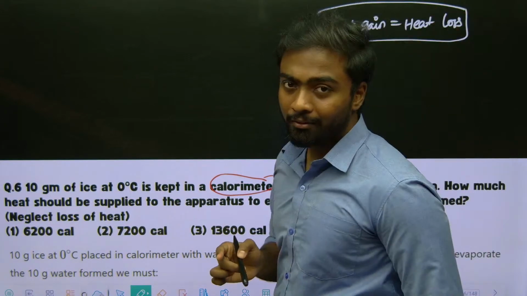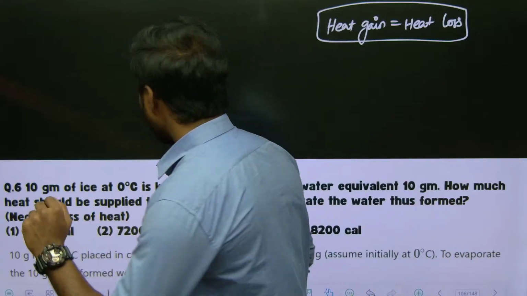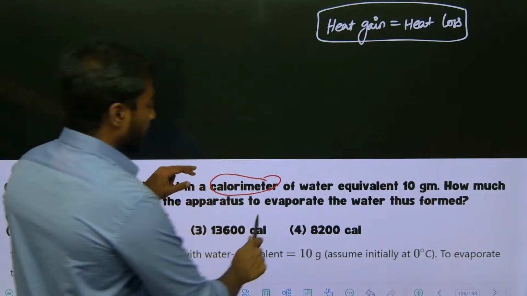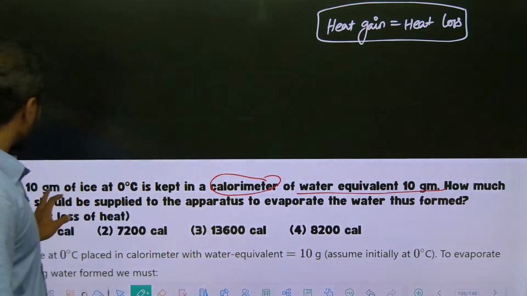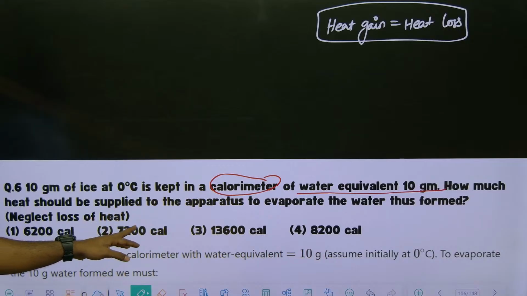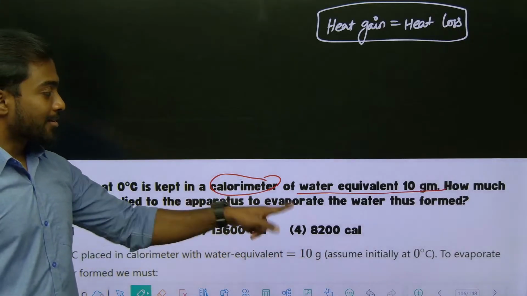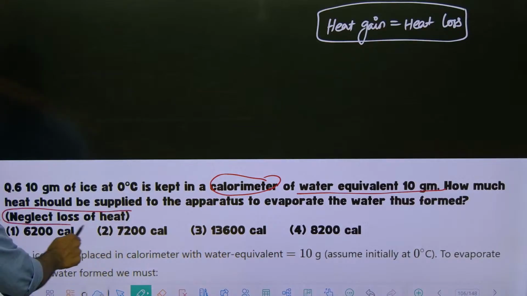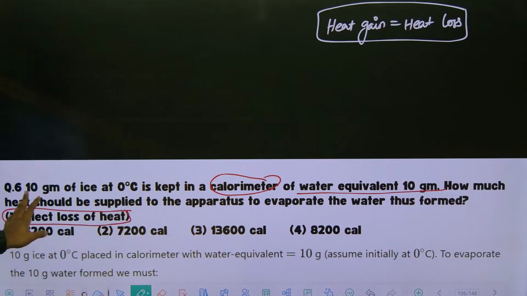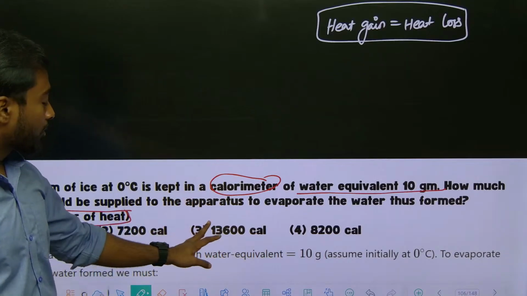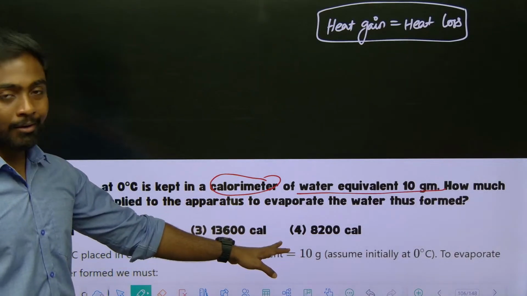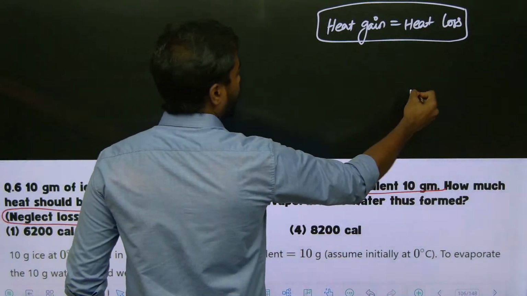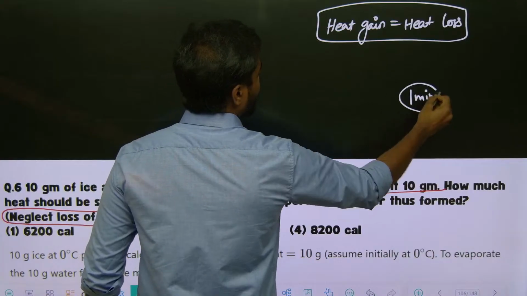Remember this point whenever they are asking about the calorimeter, okay? So calorimeter of a water equivalent 10 gram. How much heat should be supplied to the apparatus to evaporate the water thus formed? They have given that we should neglect the heat loss, and the options are 6200, 7200, 13600 and 8200 calories. Okay, your time starts now. Solid 1 minute is there for you to answer this question.